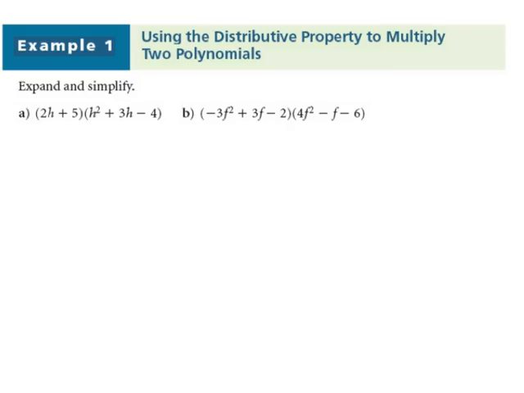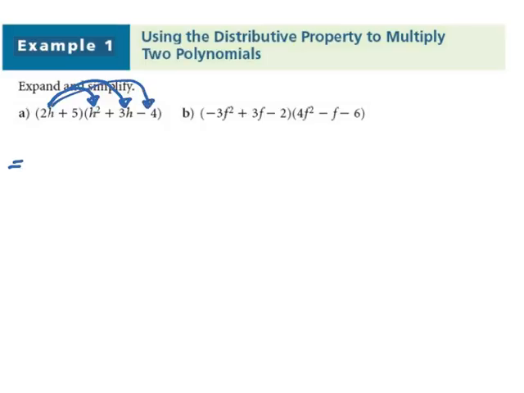Let's take a look at our first example. We're going to be using the distributive property to multiply two polynomials together. So the first example is that we're going to expand and simplify the first polynomial by the second polynomial. When we do this, we're going to be applying the distributive property. This means that the first term, 2h, is going to multiply with all the other terms in the other polynomial.